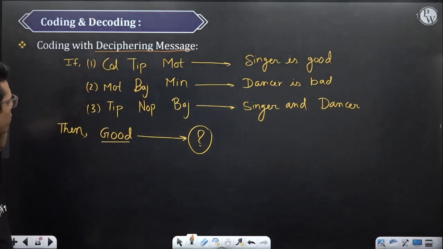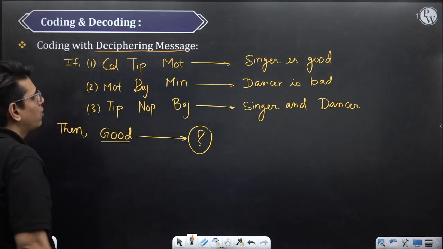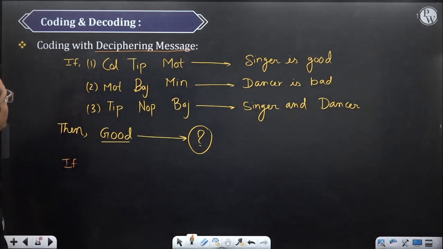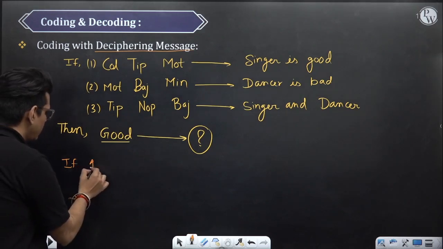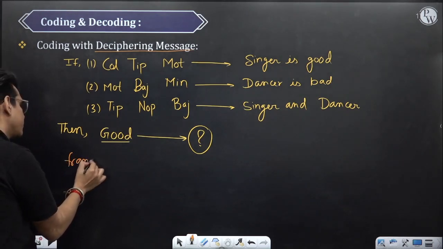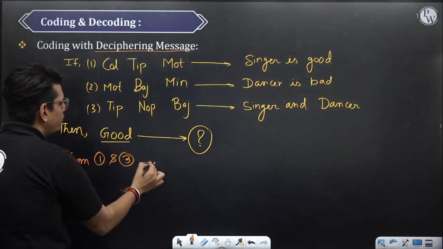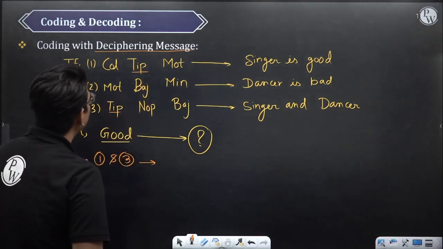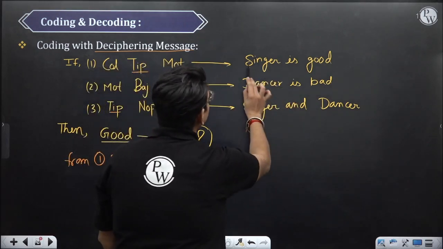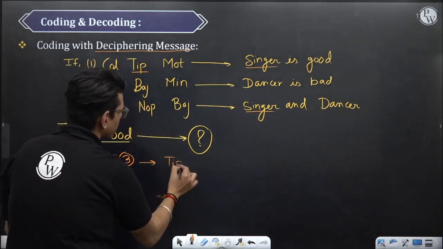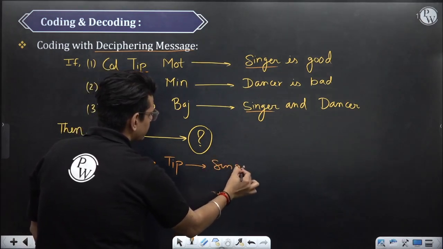We need to find what is the code for good. Now, what should I start with? Suppose 1 and 3. In 1 and 3, only one thing is common. Only tip is common on this side. Here on this side, singer is common. So from 1 and 3, my tip becomes singer.